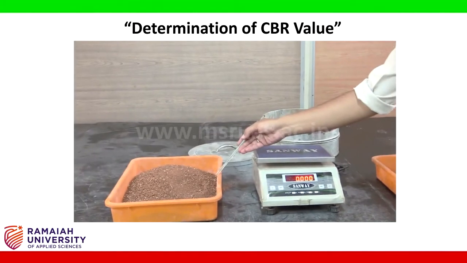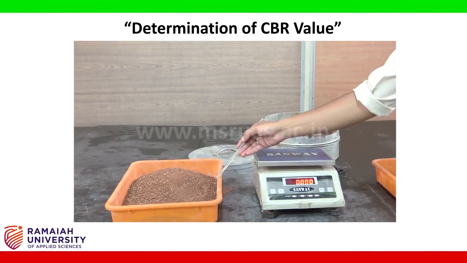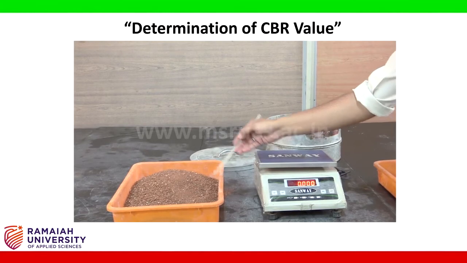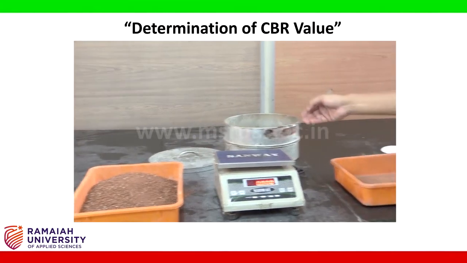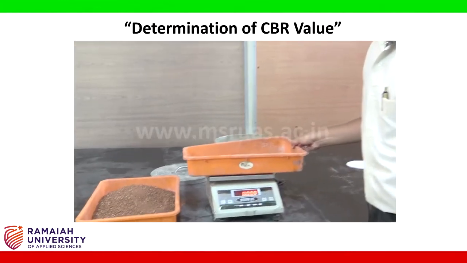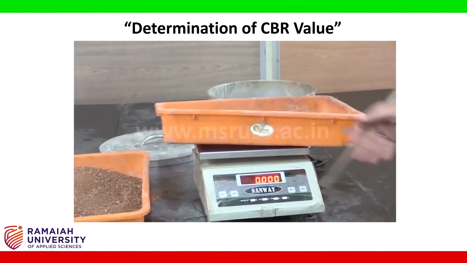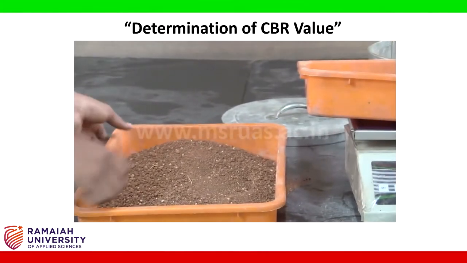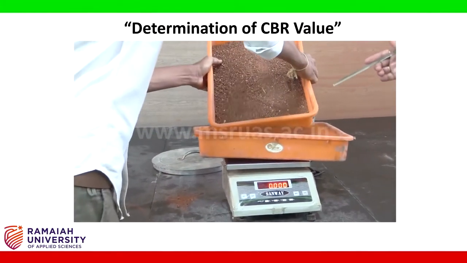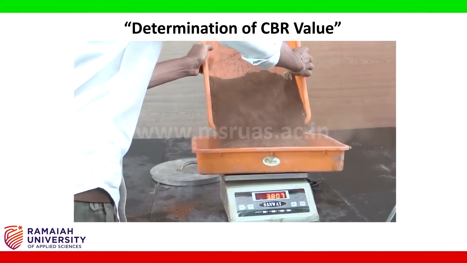This material needs to be oven dried for 24 hours at approximately 110 degrees Celsius in the hot air oven, and we need to weigh the specimen, approximately 6 kilos, to start with the experiment. Place the empty tray on the weighing balance, tare it to 0, and then start transferring the soil back into this new tray. Keep transferring the material in the tray till we achieve a weight of approximately 6 kilos.